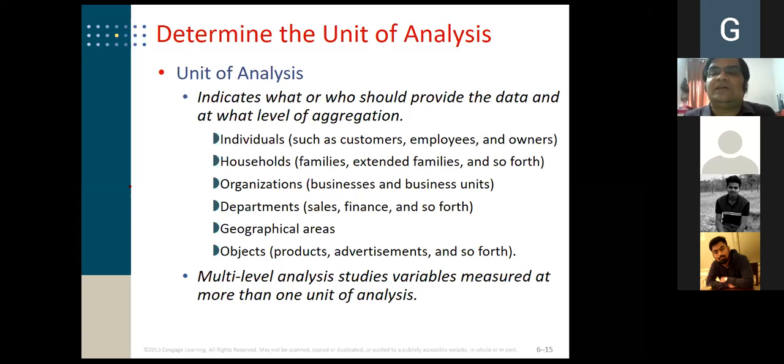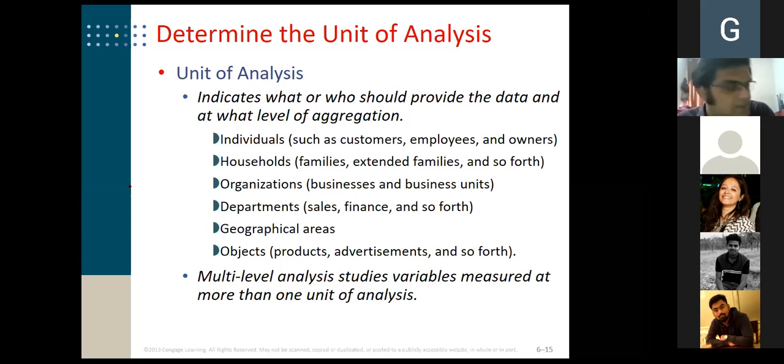Suppose I ask you, who are the respondents in this study? Can anybody tell me who are the respondents? Employees will be respondents because we are gathering their information. So truck drivers, employees. So here in the case that I have given to you, the truck drivers are my respondents.